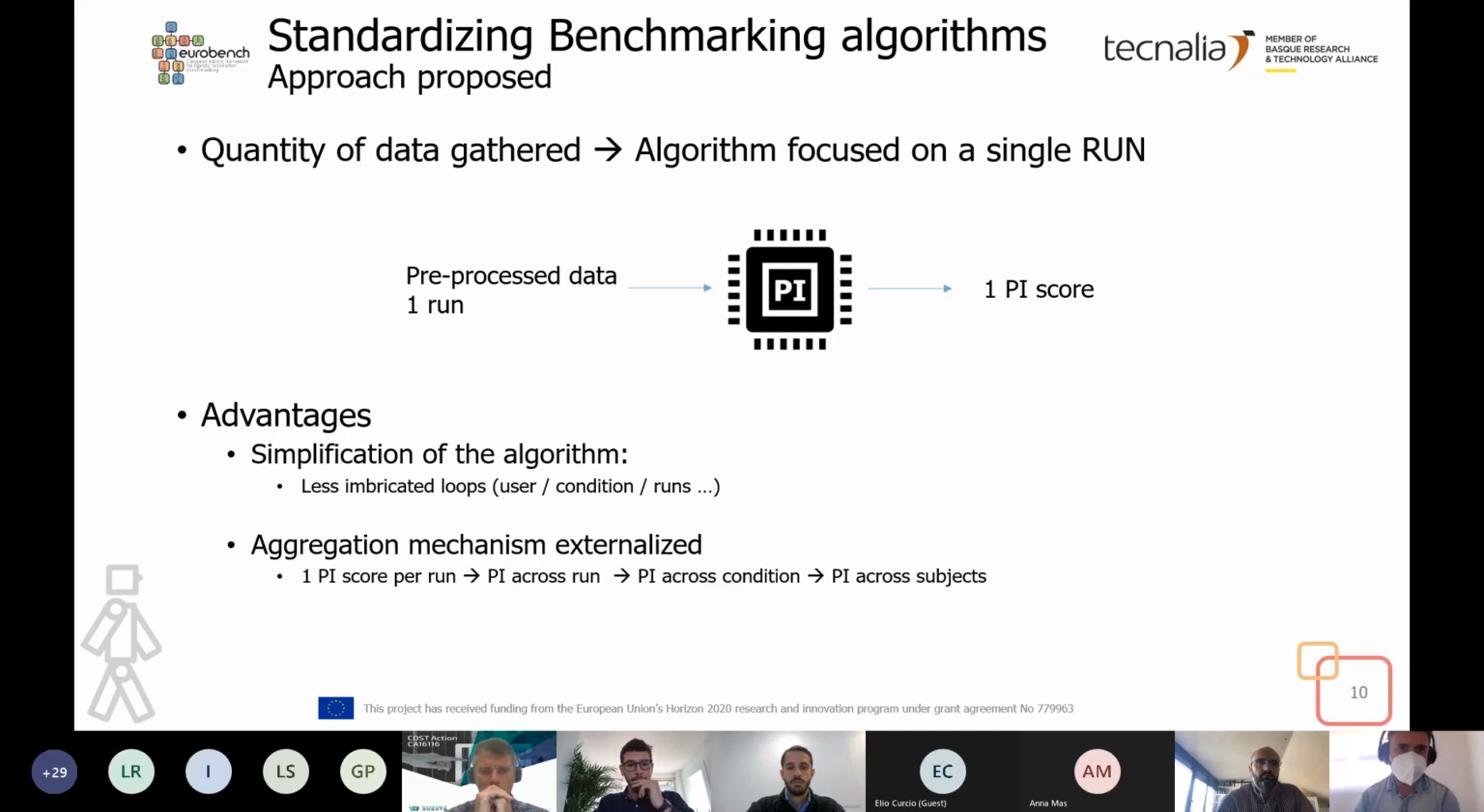In order to handle the quantity of data that is gathered, we are proposing that the algorithms focus only on a single run. We try to avoid in the algorithms all the loops that have to do with the subject, with the condition, with the run we are running, and this lets us simplify these algorithms and even make the aggregation of the data externally. We can have an external method or other more generic algorithm tools to aggregate all the runs across a condition, all the conditions across a subject, or even all the subjects across a robot.